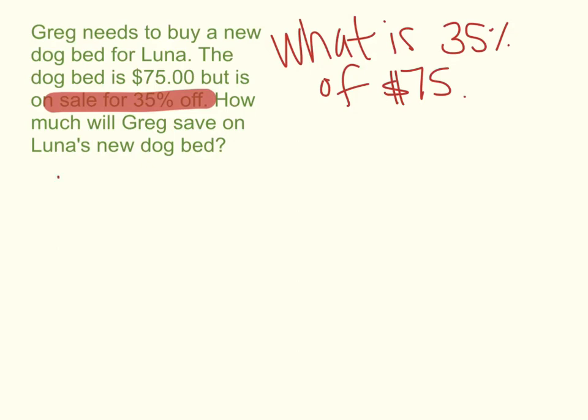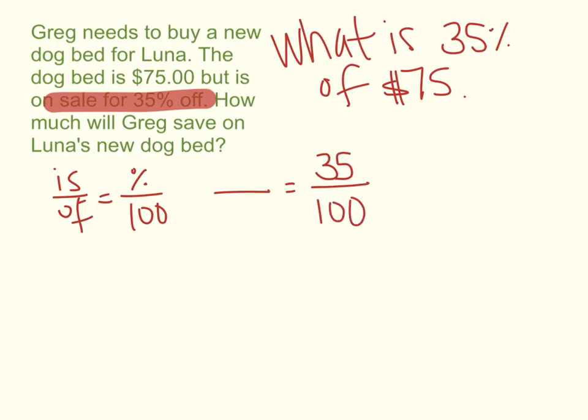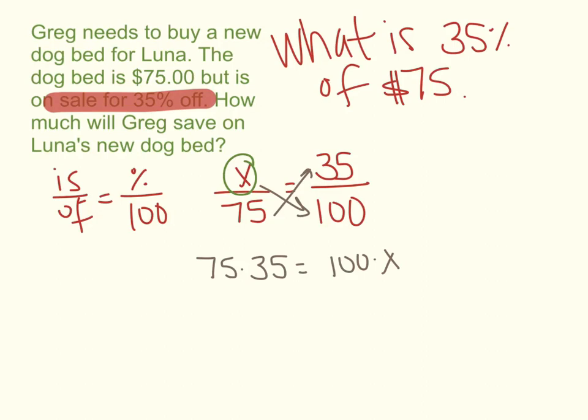So I'm going to start with saying is over of equals percent out of 100. I know that it's 35% off. That's the easy one to fill in on most of these. And I know that my of is 75. I want to know this value here. How much is Greg going to save? Same deal, cross multiply and divide. 75 times 35 equals 100 times x. 75 times 35 is 2,625 is equal to 100x.